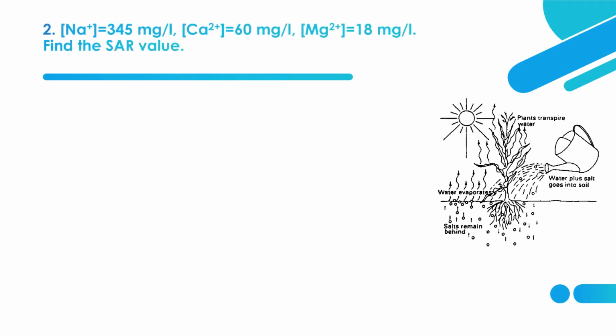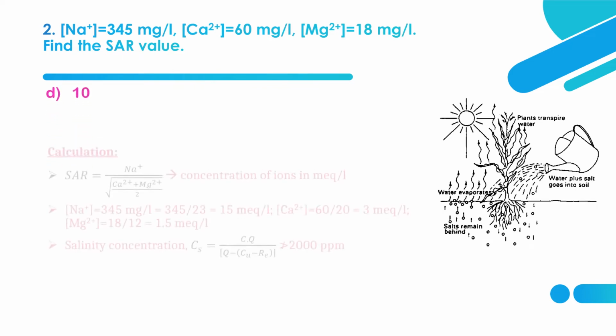So moving to the second question. They have given some data regarding sodium, calcium and magnesium ion concentrations: 345 milligram per liter for sodium, 60 milligram per liter for calcium and 18 milligram per liter for magnesium. We have to find the sodium absorption ratio, that is SAR, using one formula with the given three ion concentrations. So here the answer is option D, 10.